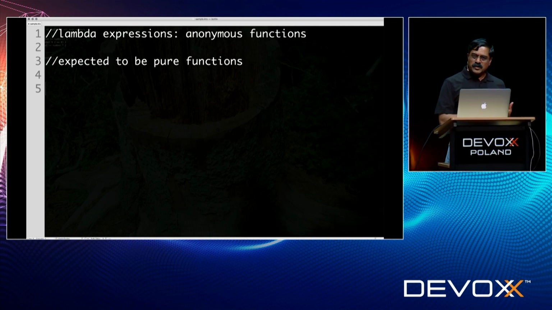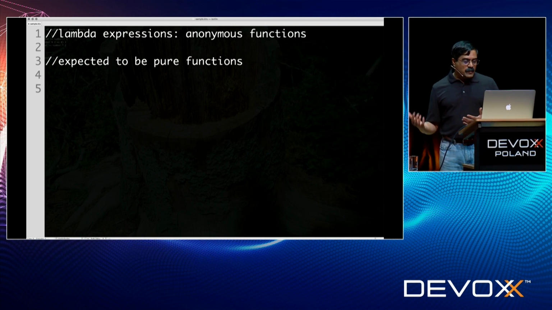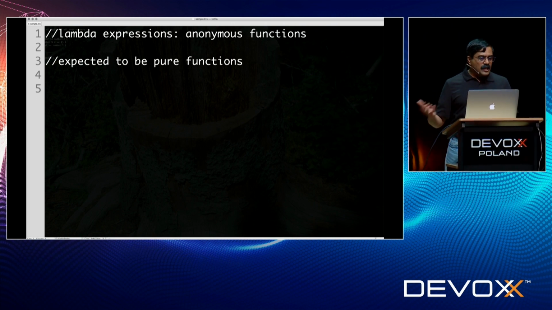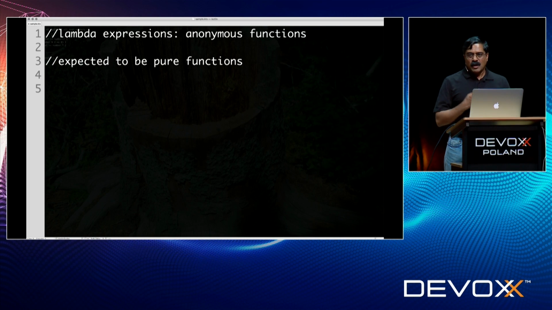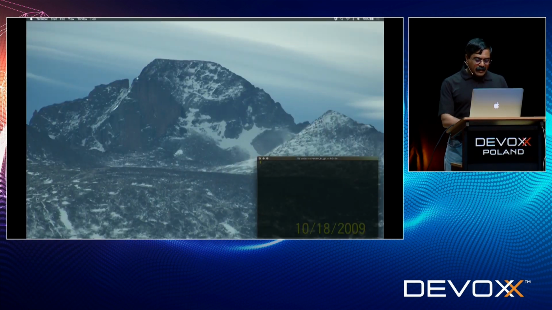So lambda expressions are anonymous functions, and they're expected to be pure functions in general. That's your expectation based on lambdas. But a lambda is a weird name. Why in the world would they call it lambda?